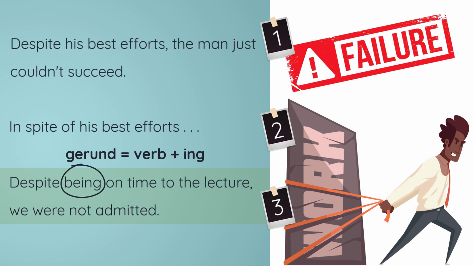This is called a gerund. It's an ing verb, but we use it like a noun. So here the phrase is being on time. To the lecture, not so important. So, despite being on time means although he was on time. See, I can mix them up. It's exact same meaning. We were not admitted. We were not allowed inside.